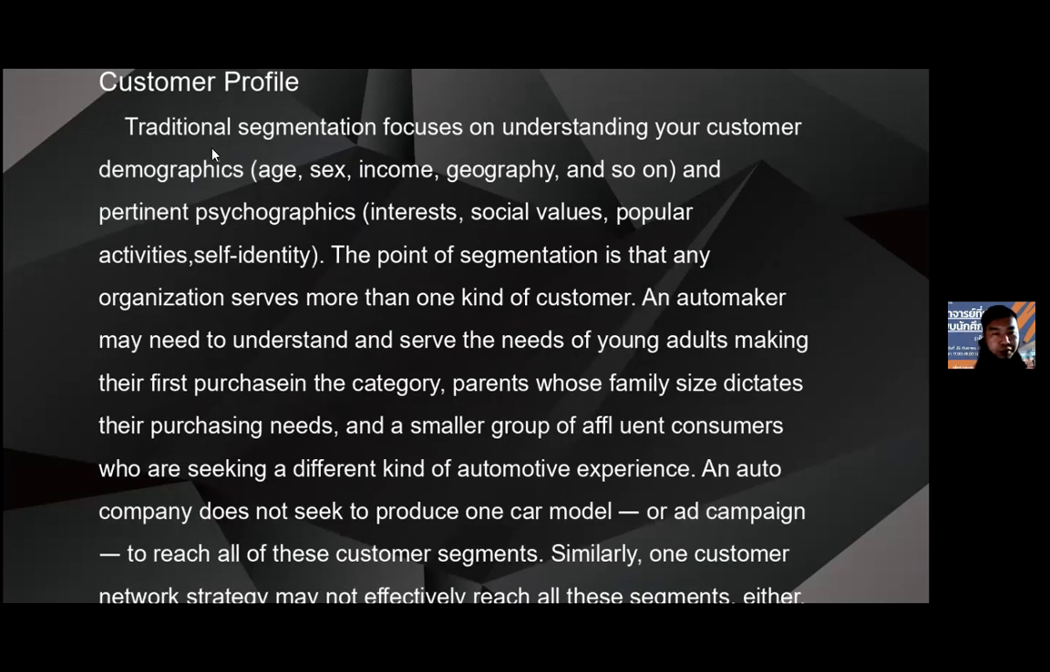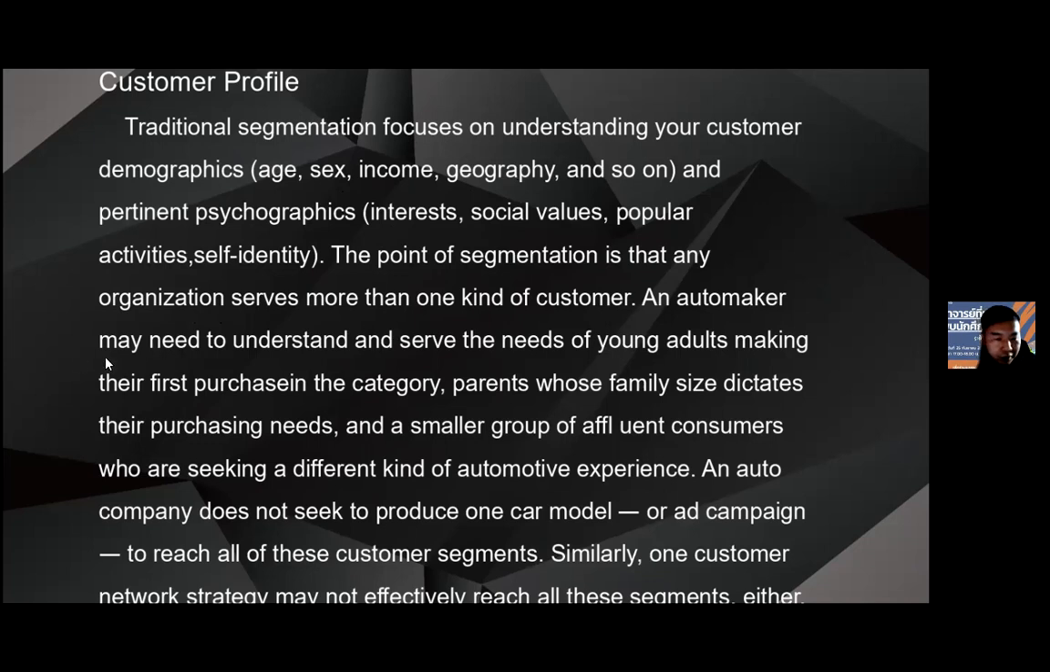Consumer profile. Traditional segmentation focused on understanding your consumer demographics, for example, age, sex, income, and so on, and psychographics about, for example, interest, social values. The point of segmentation is that any organization serves more than one kind of consumer.